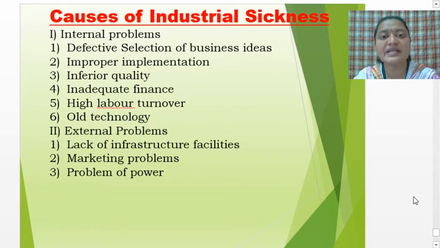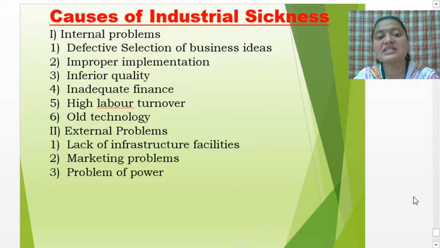The next one is inferior quality. What do you mean by superior quality and inferior quality? Superior quality means high quality, and inferior quality means low quality. If the industry uses products which are of low quality, not good quality products, then the industry will come into loss, and that is when there will be industrial sickness. So that is called inferior or low quality.